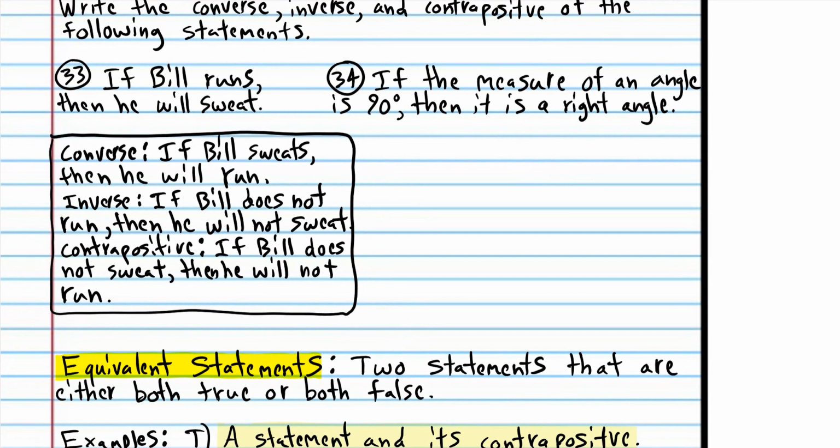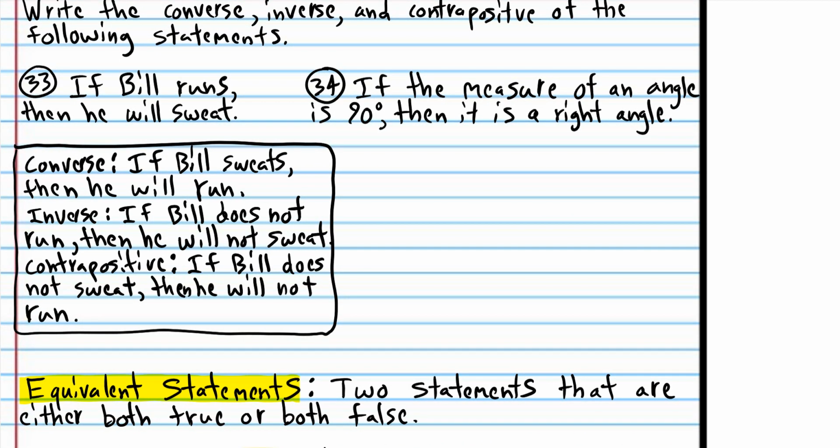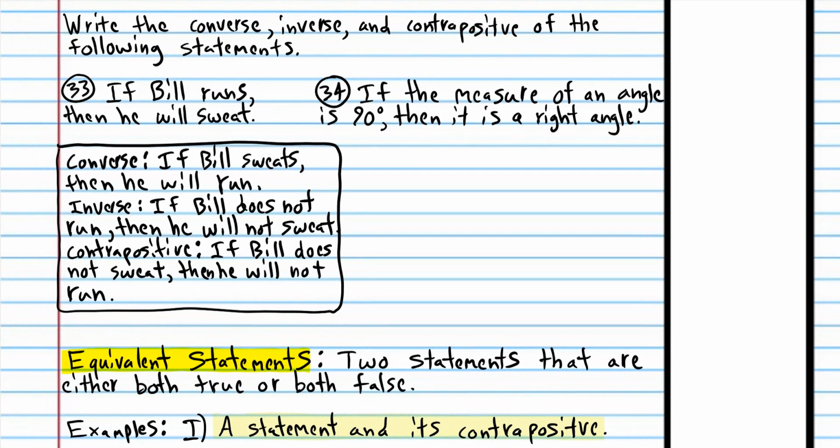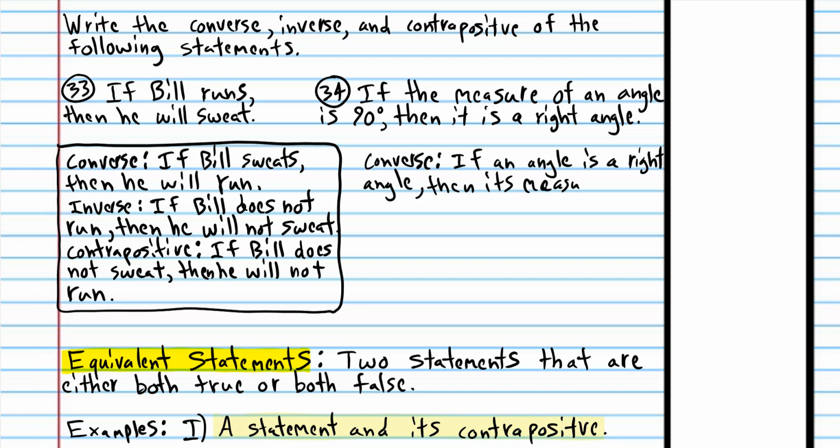All right, so now let's do number 34. See if you can do number 34 on your own. And when you come back, we'll do it together. All right, we're back. So first we're going to do the converse. And we just switch them. If an angle, now again, you can add your words to make the sentences make sense. If an angle is a right angle, then its measure is 90 degrees. So that's the converse.